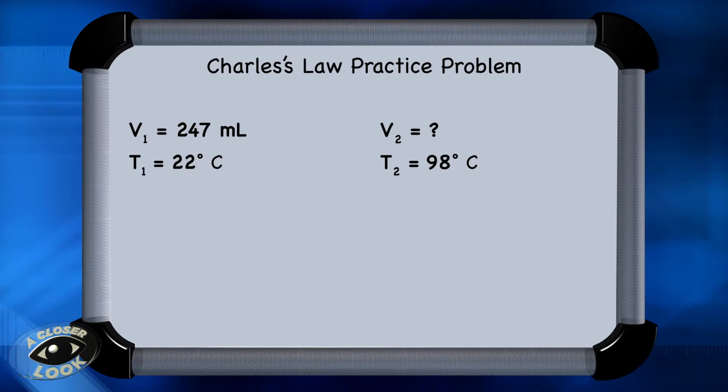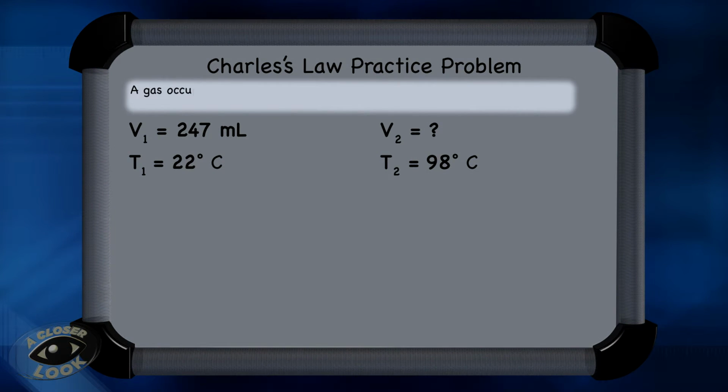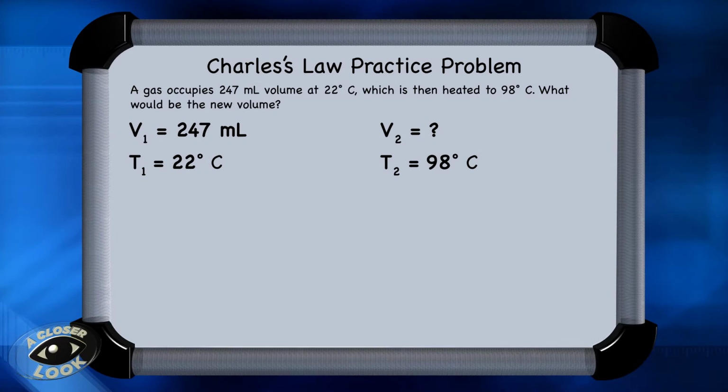Let's work an example using Charles' law. A gas that occupies 247 milliliters at 22 degrees Celsius is heated to 98 degrees Celsius. Since pressure is not mentioned in the problem, we will assume pressure is held constant. What would be the new volume at 98 degrees Celsius? Looking at our rearranged equation, that would be V2.